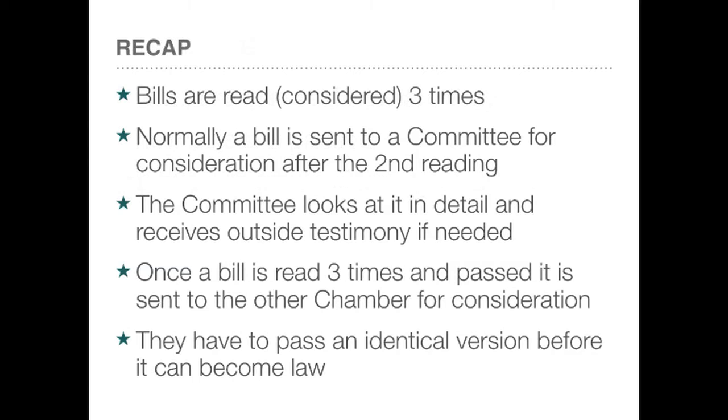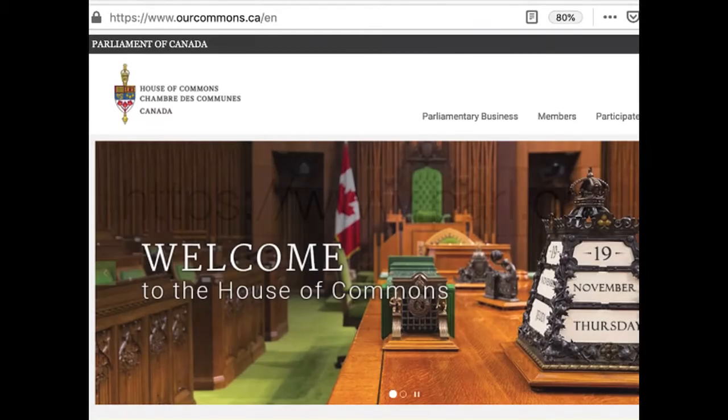For a bill to pass, it must be read 3 times. Normally, a bill is sent to a committee for consideration after the second reading. The committee will look at the bill in detail, receive outside testimony if needed. They report back to Parliament with their recommendations. Once the report has been considered and the bill has been read a third time and passed, it is sent to the other chamber for consideration, and that chamber needs to pass an identical version of the bill before it can become law.